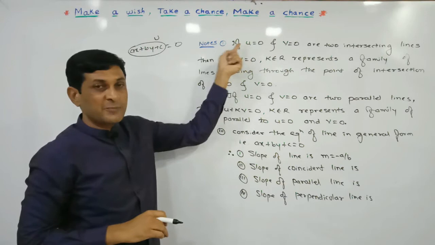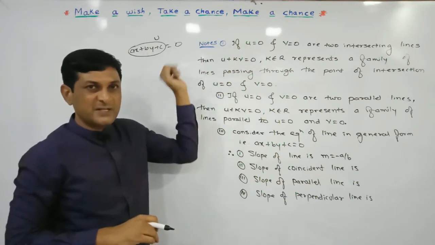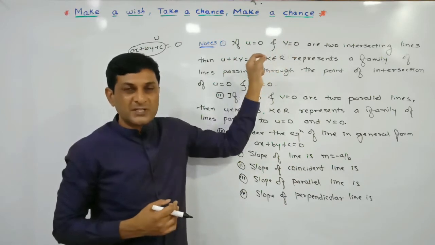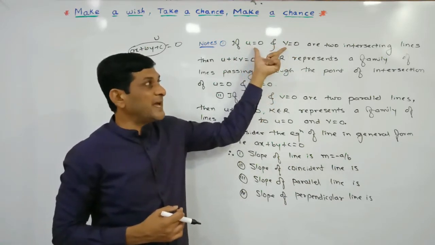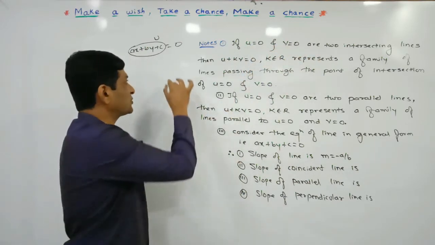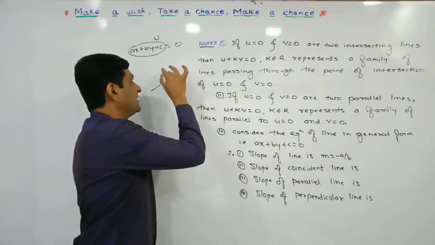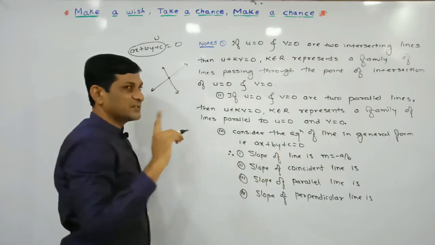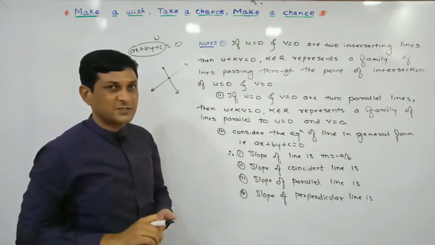U means which type of expression? Ax plus by plus c is equal to 0. And here v is equal to 0 is the second line. If these two lines are intersecting lines, we know that if two lines intersect each other, then how many points of intersection are there? One point of intersection.